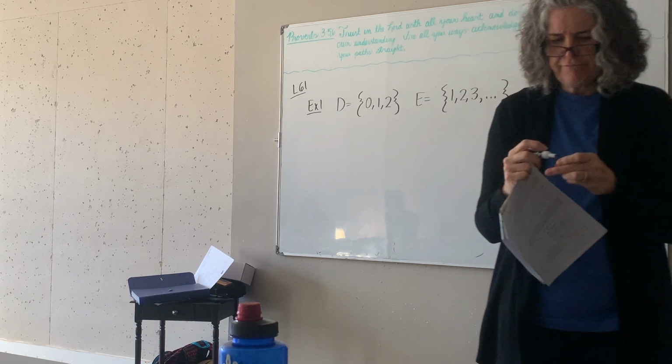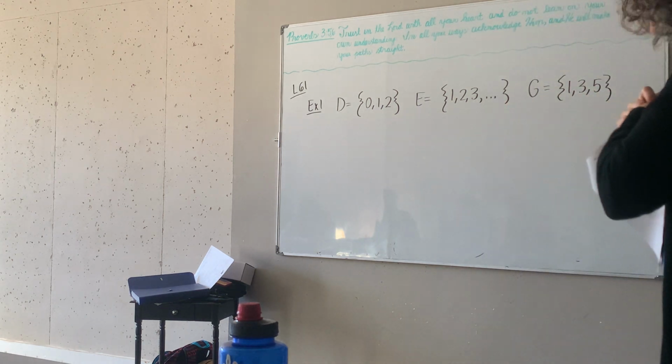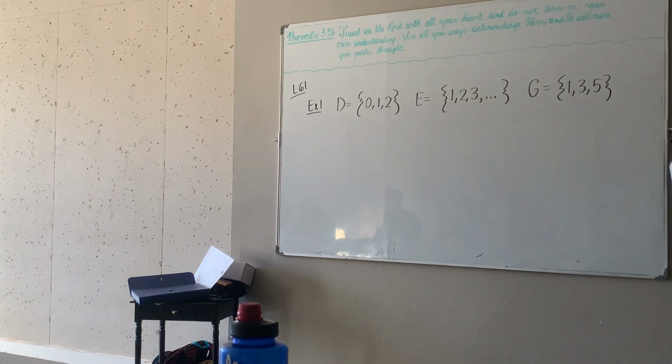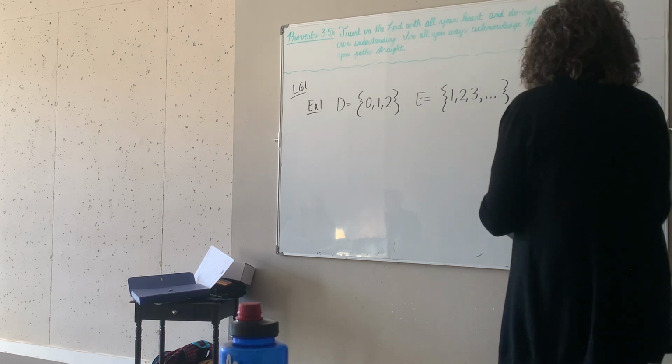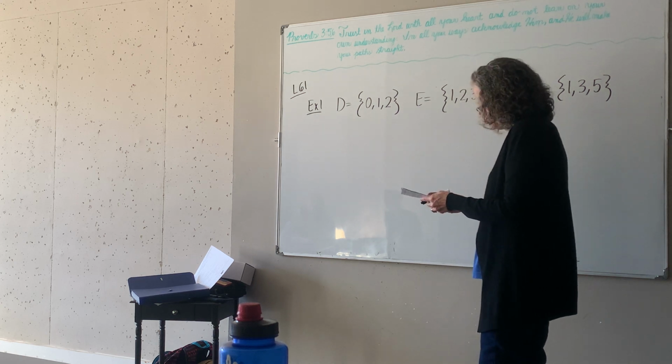Two of those are finite sets we talked about last week. Which two are finite? D and G, because there's only a certain number in there, right? Which one's infinite? E. How do you know, Kate? It has a little dot. Yeah, it's got the dots. It says it just keeps on going forever, okay?